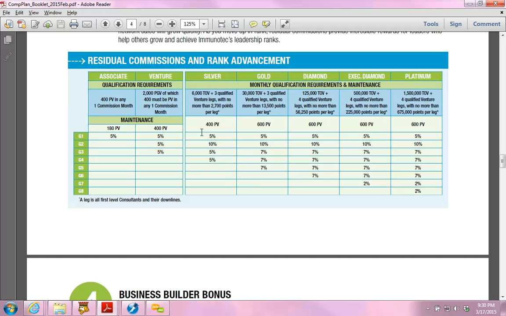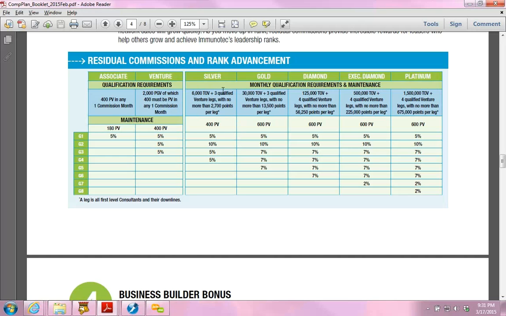And each of those ventures has to buy enough product. They have to buy their 400 points worth of product for the month. That's what the word qualified means, that they've actually gone ahead and bought the product they need to buy to be a venture. So you have to have 3 qualified, basically 3 active ventures in your business.